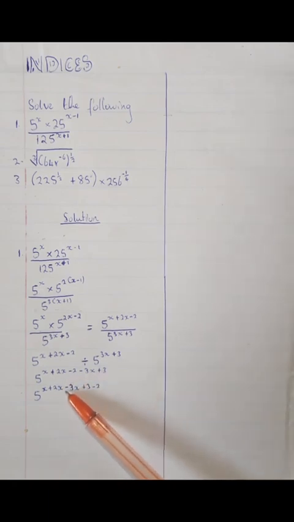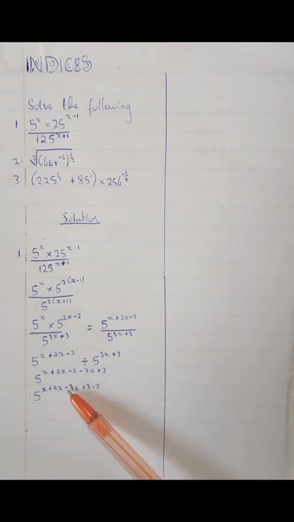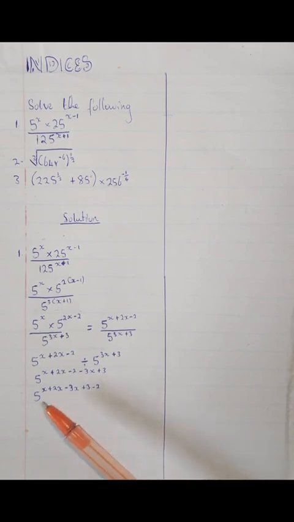So if we express this, s plus 2s will give us what? 3s. 3s minus 3s will give us 0. So yeah, we already have 0. And then plus 3 minus 2 will give us what? 1. So 0 plus 1 is 1. So this will give us 5 to the power of 1.